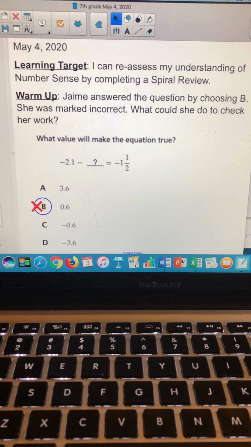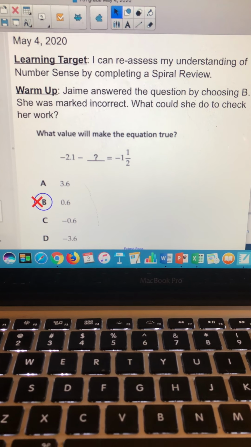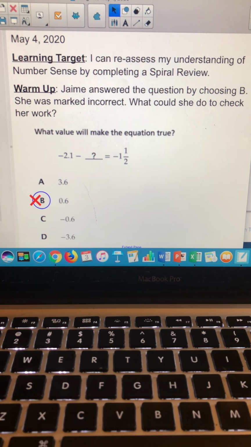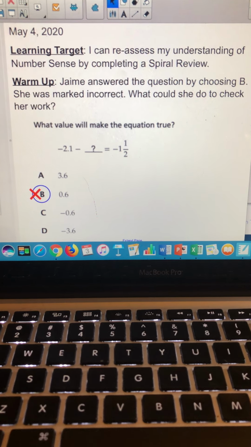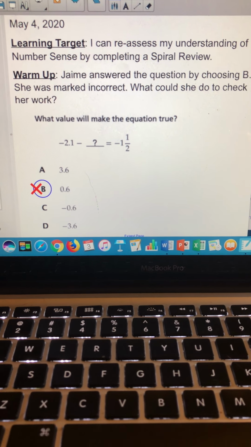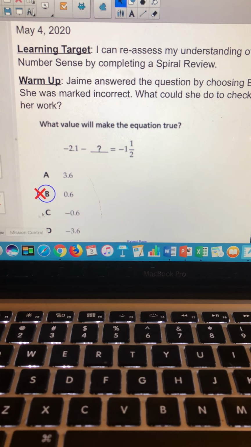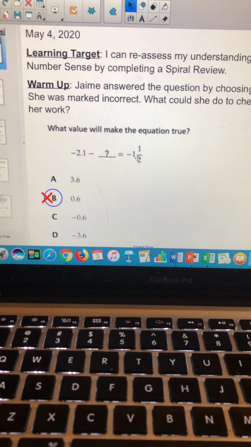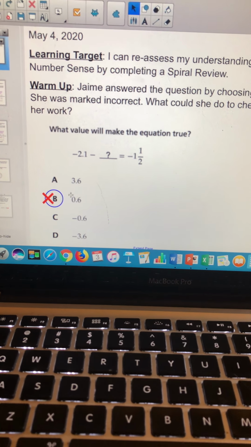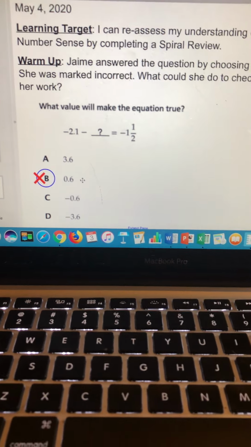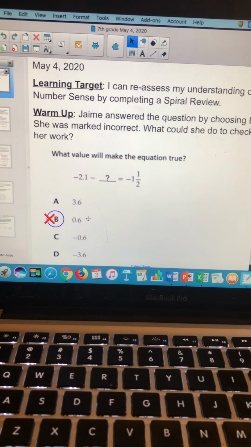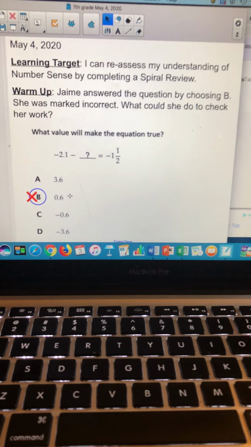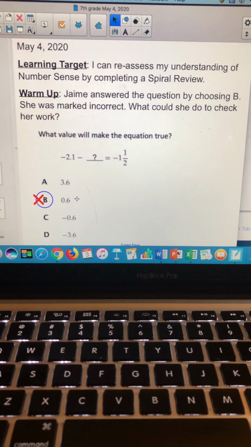So we have our target. We're going to reassess our understanding of number sense by completing a spiral review. Jamie answered the question by choosing B. She was marked incorrect. What could she have done to check her work? This is one of the questions that we wanted to review. It says, what value will make the equation true? And we have negative 2.1 minus blank equals negative 1.5. B was a common answer that some of you selected on the benchmark and were also marked incorrect, which is why we wanted to review different strategies to know how to answer it correctly.